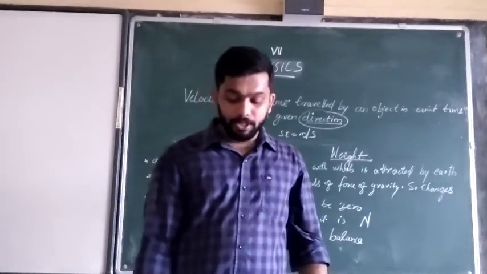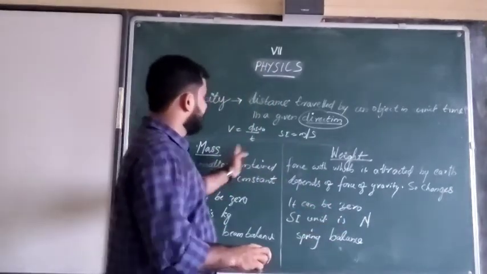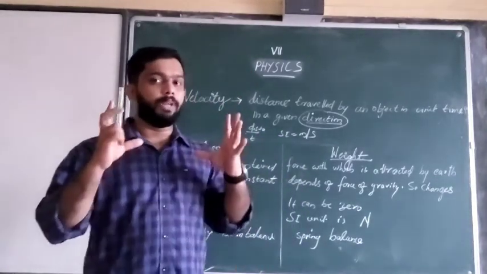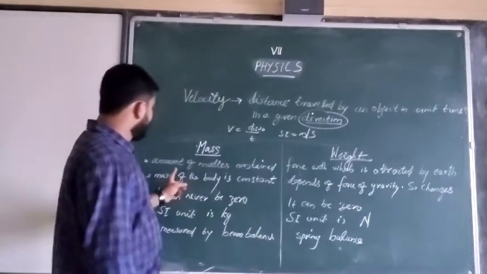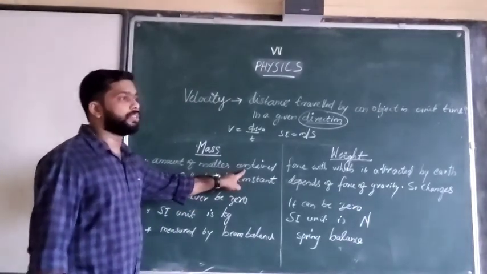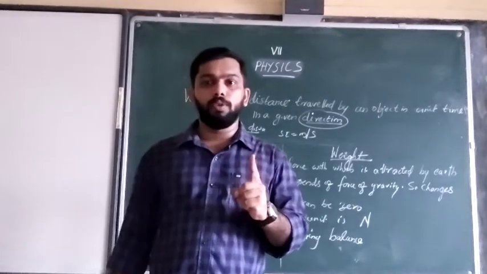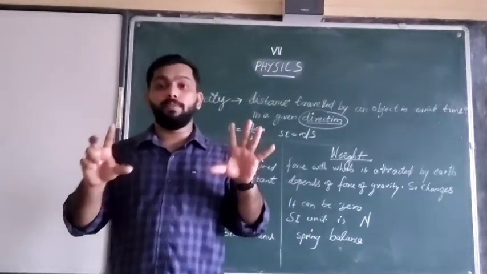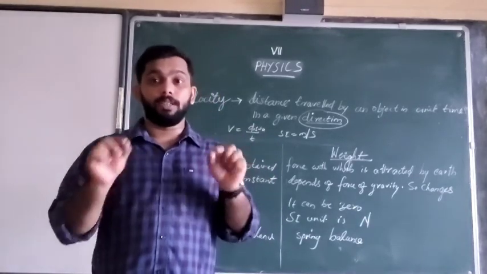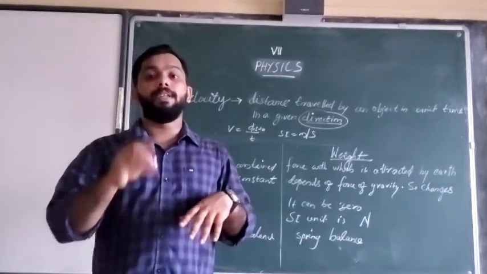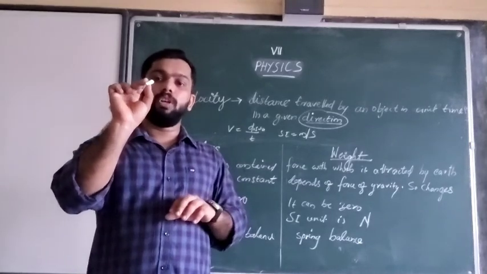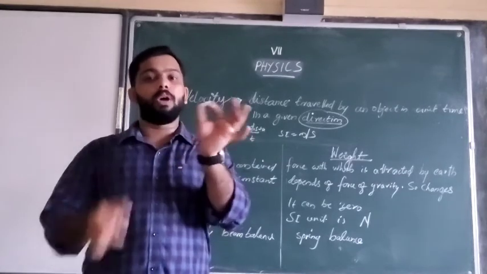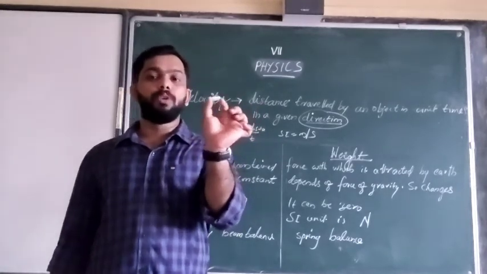Now, the last section is the differences between mass and weight. What are the differences between mass and weight? Mass is the amount of matter contained in the body. We know that all the objects in the universe are made up of matter, that means individual molecules. So if I take this chalk piece, the number of molecules will be the same. Wherever I keep this without any damage, the number of molecules will be the same.